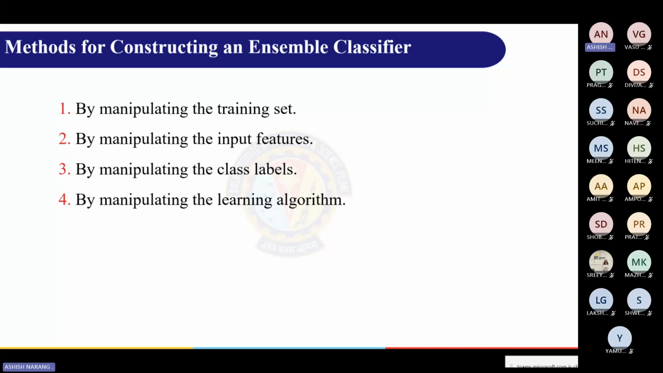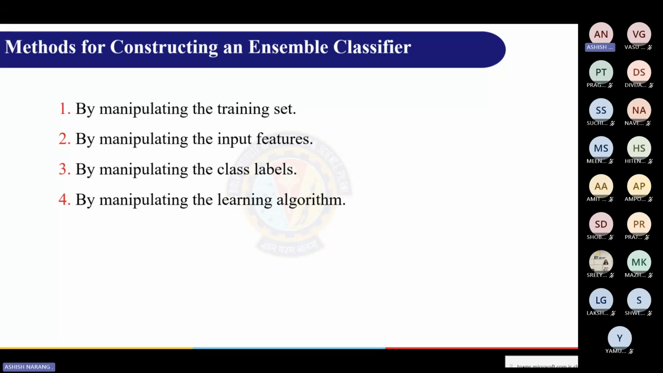So what are the methods for constructing an ensemble classifier? Now we have one training data set, right? As I told you, you divide it into multiple parts, train classifiers, and then take the output of those classifiers and build the ensemble one. But let us look at some formal methods. How do I construct an ensemble classifier?